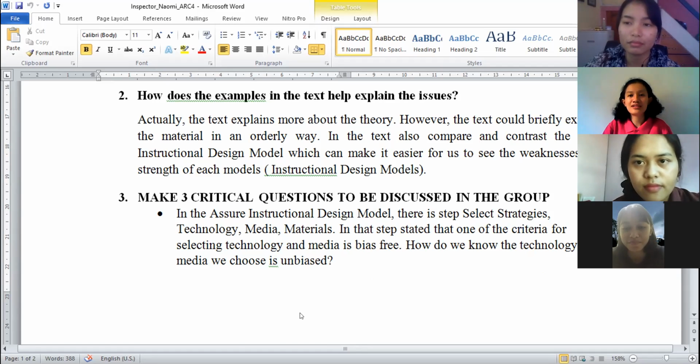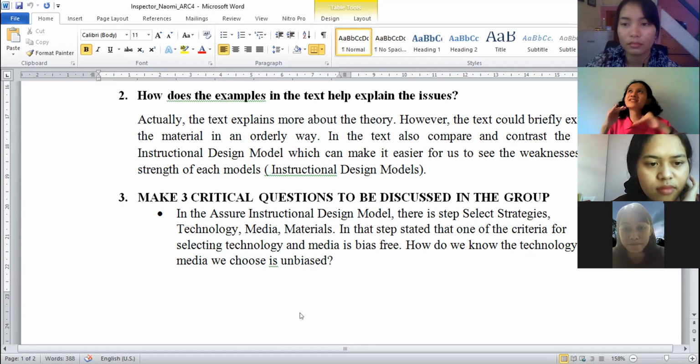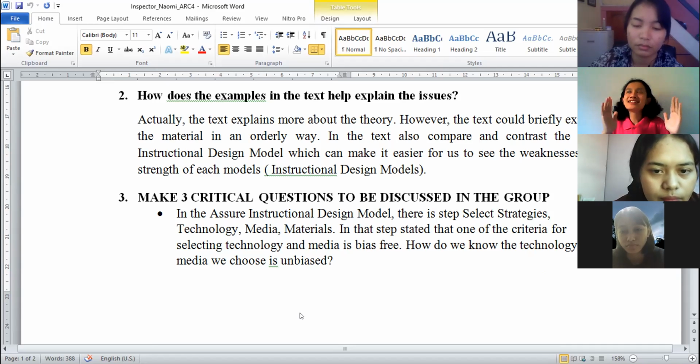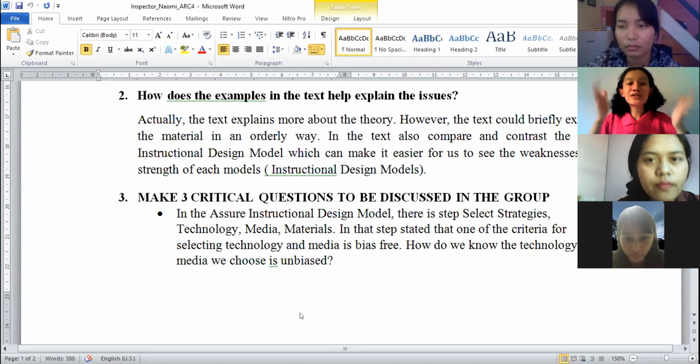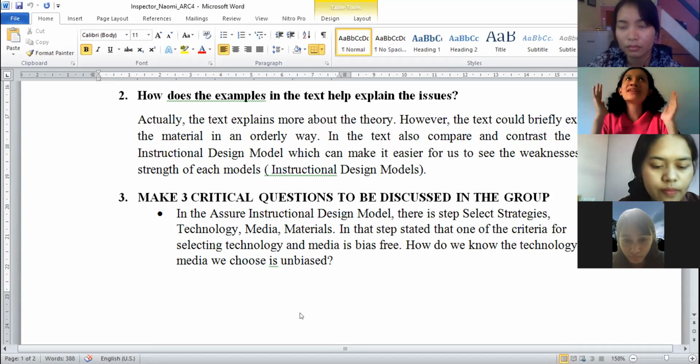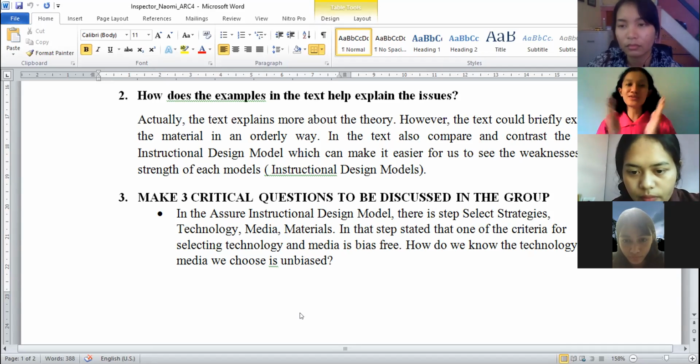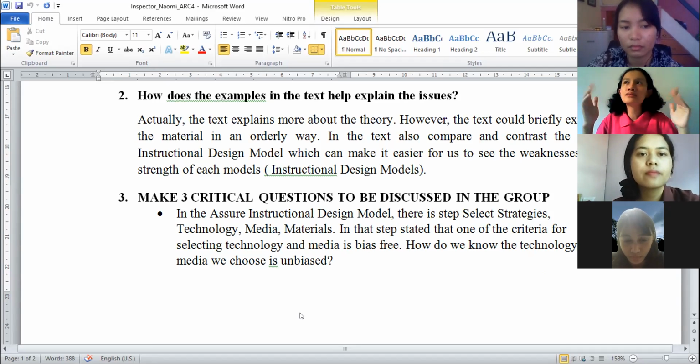Sorry, Naomi, I want to ask, what do you mean by unbiased? I mean, tidak bias, maksudnya tidak menyimpang dari, jadi media itu bias free artinya supaya dia tetap dalam jalurnya. Nah, supaya tetap pada jalurnya, gimana cara kalian tahu media yang kita gunakan itu sesuai, tidak menyimpang dari topik yang sedang kita teliti.